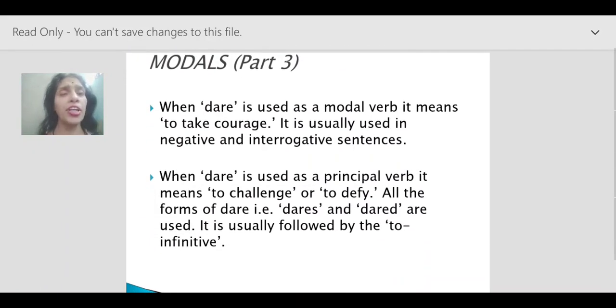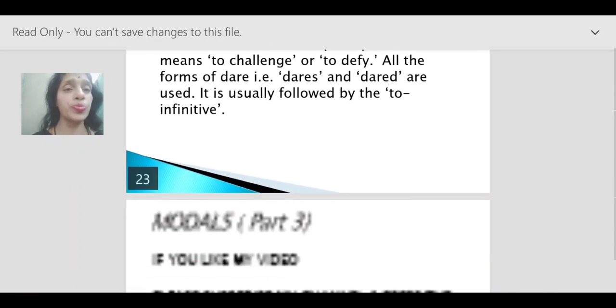When dare is used as a modal verb, it means to take courage. It's usually used in negative and interrogative sentences. When dare is used as a principal verb, it means to challenge. All the forms of dare, that is dares and dared, are used. It's usually followed by the to infinitive.